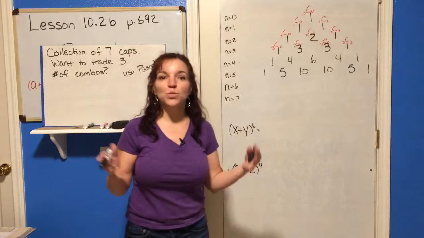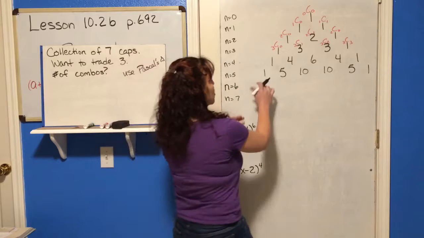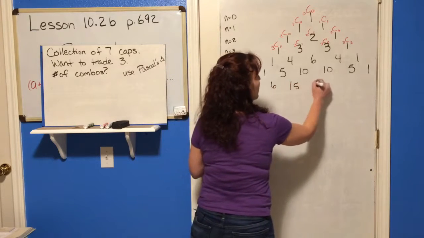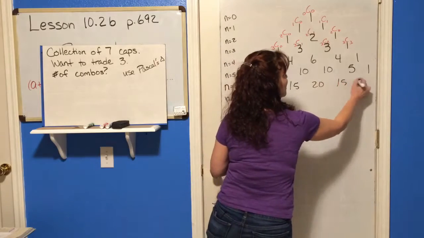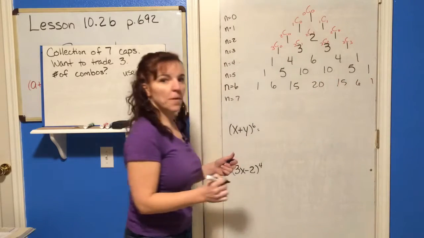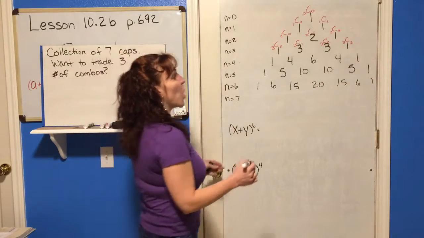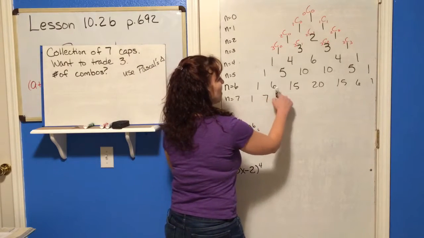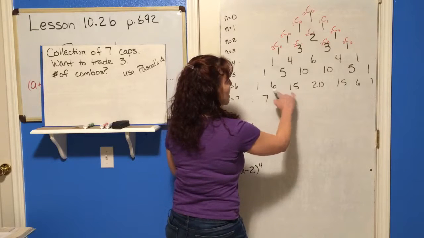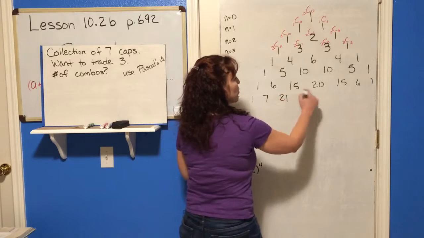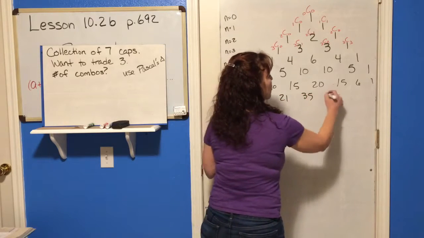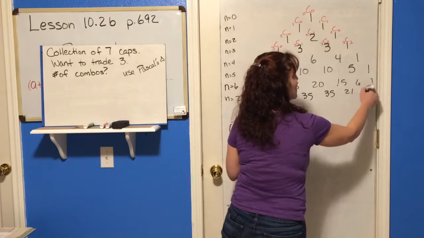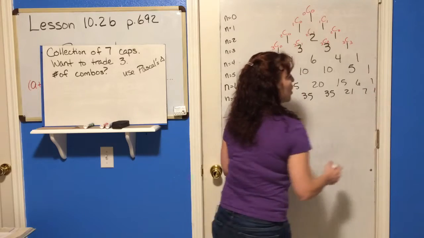Finding these new rows, it's really a simple addition problem. So 1 comes down here, 5 and 1 is 6, 15, 20, 15, 6, and then 1 goes in the corner. So I need to find the 7th row. Do you see how I'm finding the new rows? 1, 6, 7. Uh-oh, I can't add in my head that quick. 10, 21, 20, 35, 35, 10 and 11 is 21, 6, 7, and 1 over in the corner.